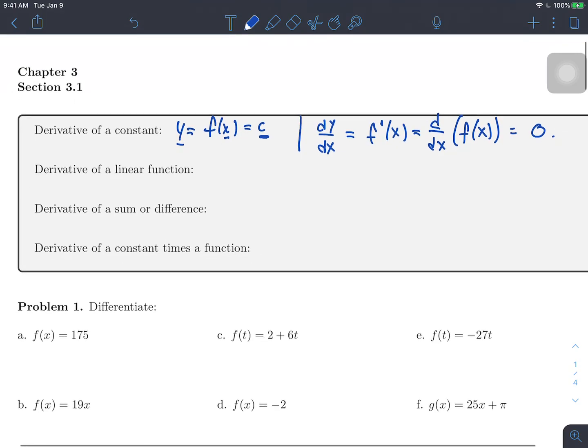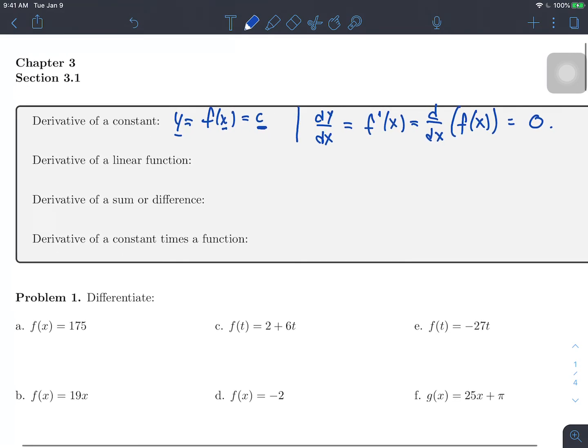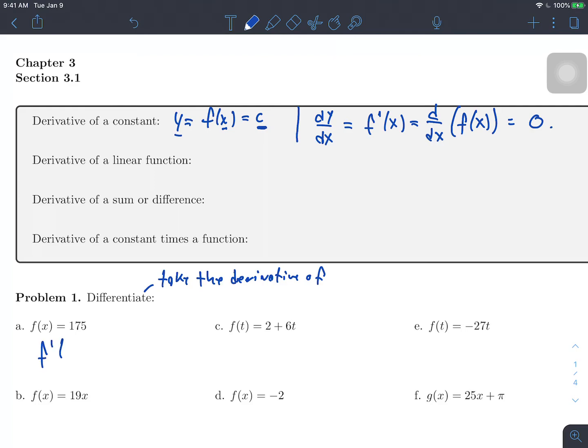So for example, we could take a look down here at problem number 1a. We're supposed to differentiate, that means take the derivative of, f of x equals 175. I would say f prime of x is equal to 0. So that's just a constant. So constants just go away. They become 0.